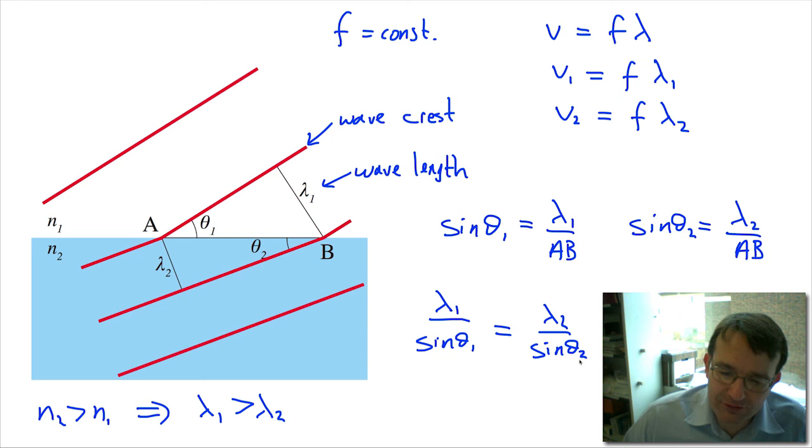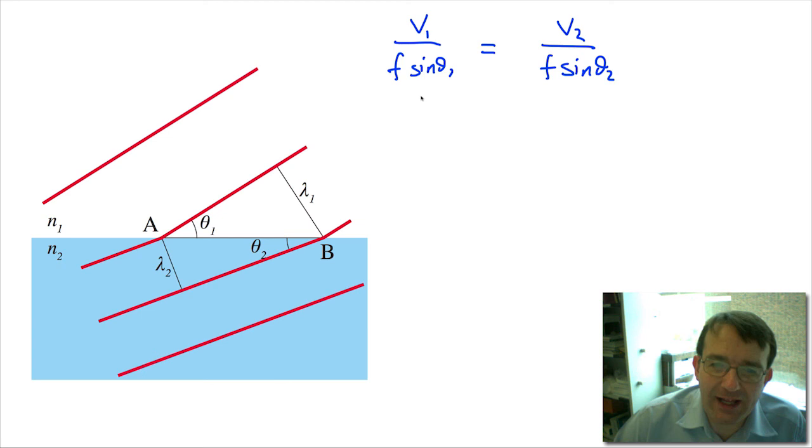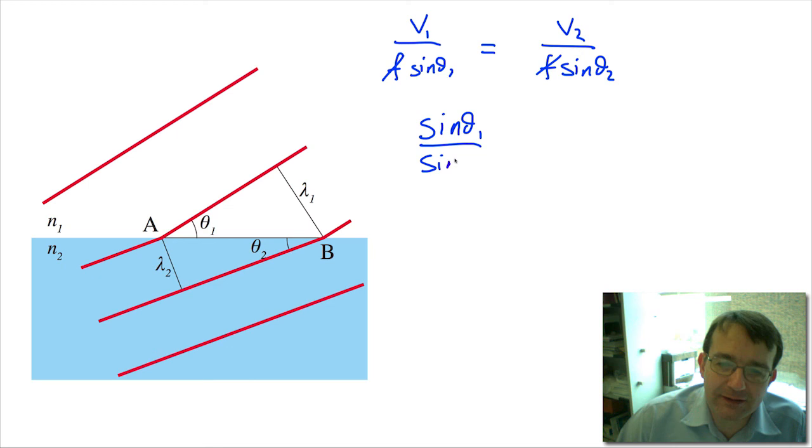Okay, so the next step is to use these two expressions to rewrite these in terms of the frequency. So let's go to the next page, and we're going to substitute these two values in here for lambda 1 and lambda 2. Here's the equation we just had, and I've substituted in lambda 1 is equal to v1 over f, and lambda 2 is equal to v2 over f. Since the frequency is the same, I can cancel the frequency, and I can rewrite this equation as sine theta 1 over sine theta 2 is equal to v1 over v2.